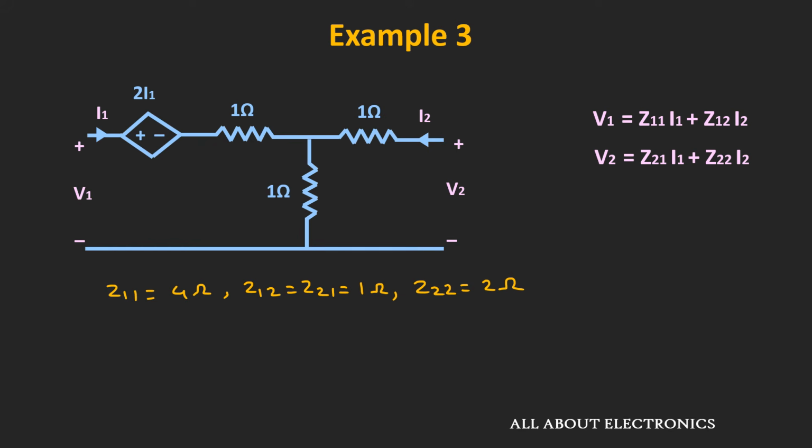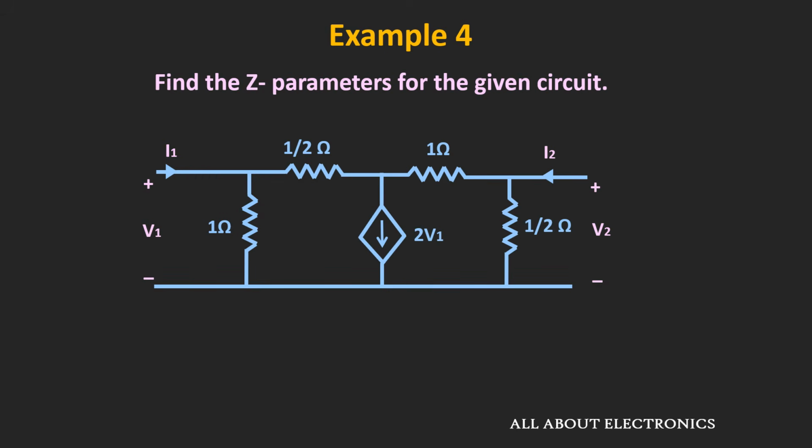Similarly, now let us see one more example where the two-port network contains the dependent source. So in this question, we have been asked to find the Z parameters for the given circuit. So in this circuit, we will find out the expression of V1 and V2 in terms of the I1 and I2. And comparing those expressions with the standard Z parameter expressions, we will find the values of the Z parameter.